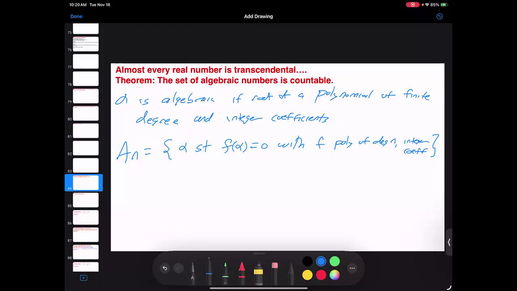The algebraic numbers clearly are the union of all these sets, because if you're an algebraic number, you have to satisfy a polynomial with integer coefficients of some finite degree. Is it possible that the same number could be in two different A_n's? Is it possible that maybe I have something that's in A2 and A5?